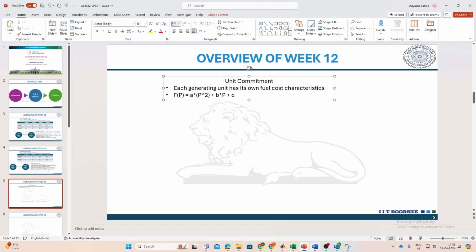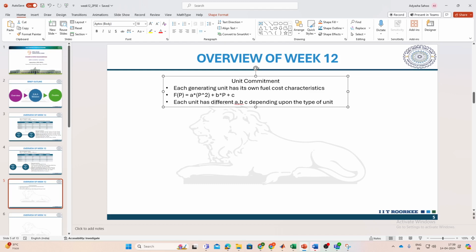So each unit has a different value of coefficients, different A, B, and C, depending upon the type of plant, type of unit, and various other factors. That means that for generating the same 10 megawatt of power, different generating units will have different cost.